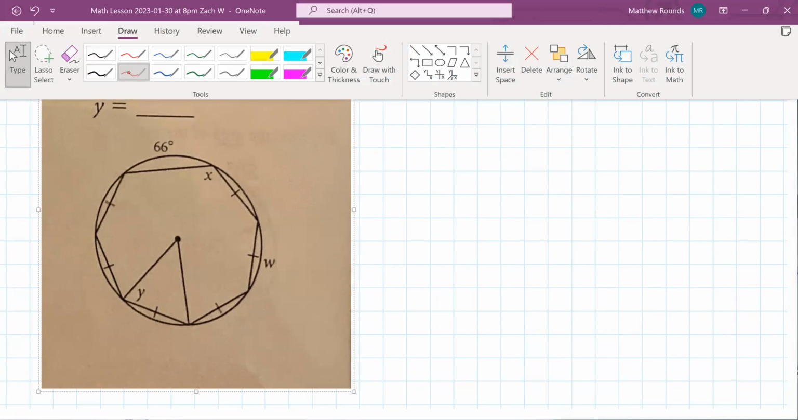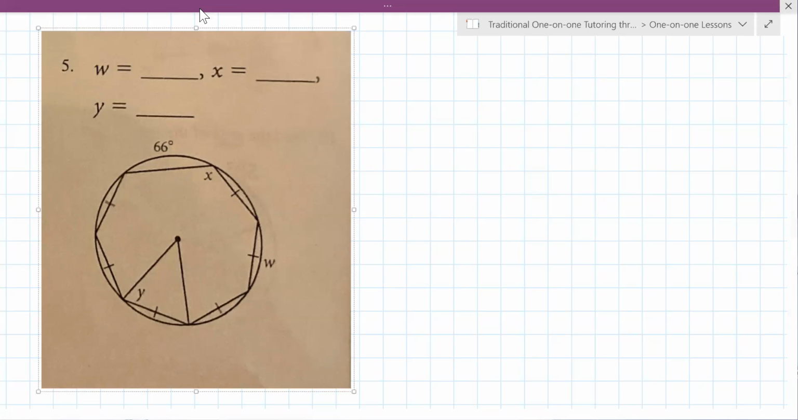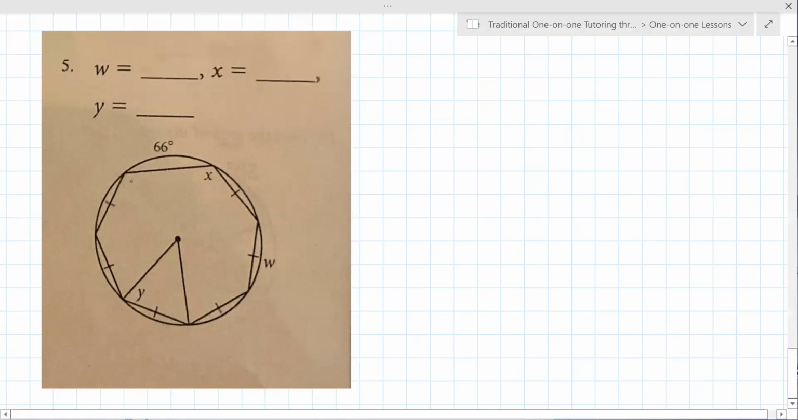Okay, so the new problem here. It seems like they're missing a congruence. Yeah, I don't know. It was a little funny, and I was just going to work on my other stuff. Maybe they didn't. So they're missing this right here.